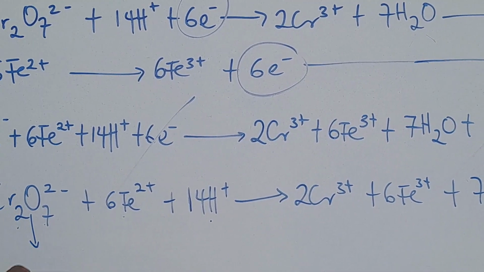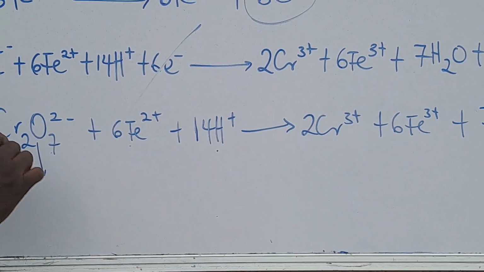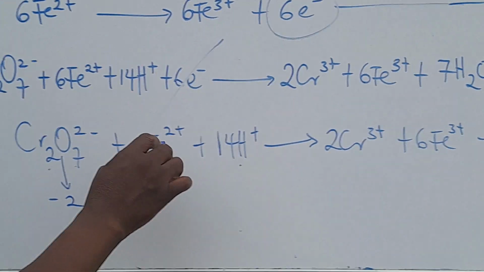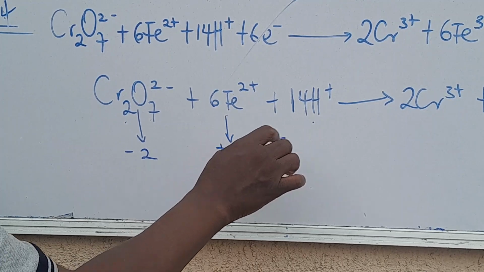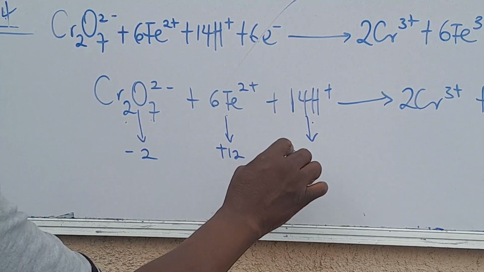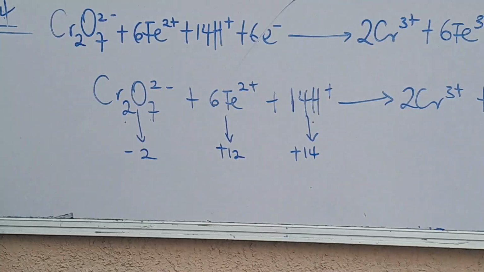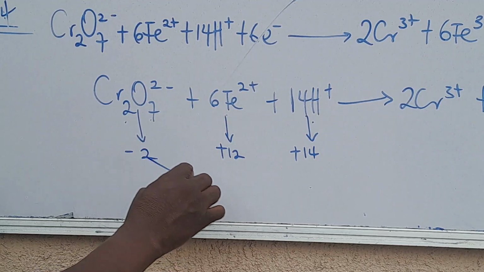So let's check the ions. Minus 2 times 1, minus 2, plus 2 times 6, that's plus 12, plus 1 times 14, that's plus 14. Total it now. Let's total it.